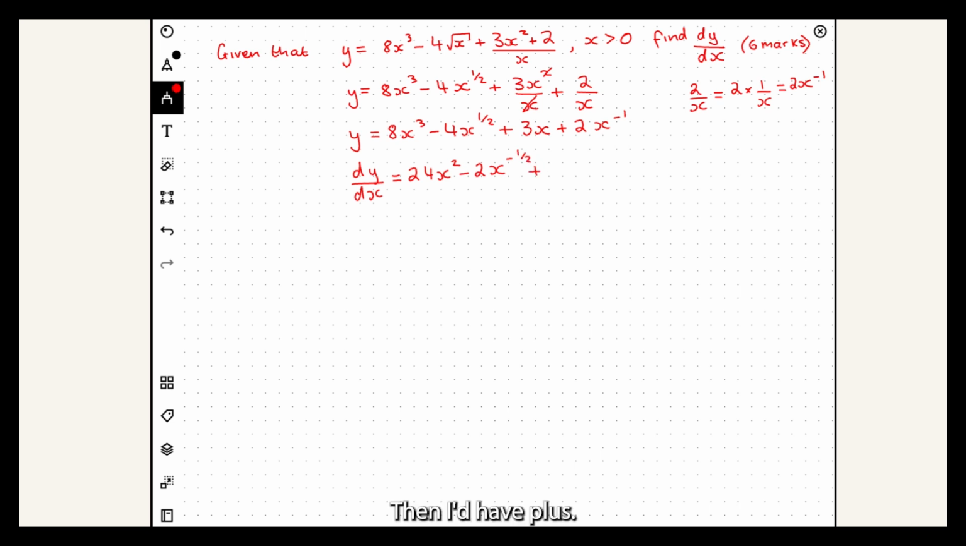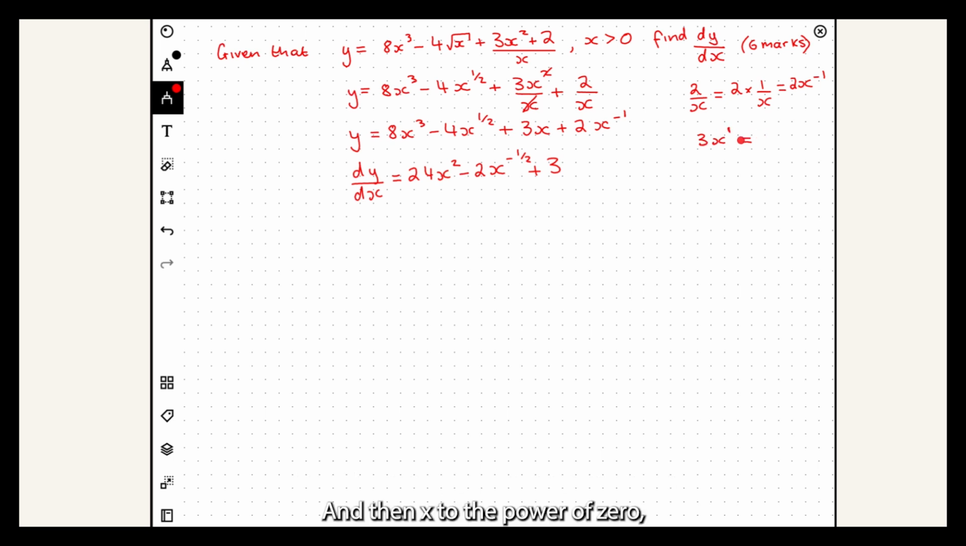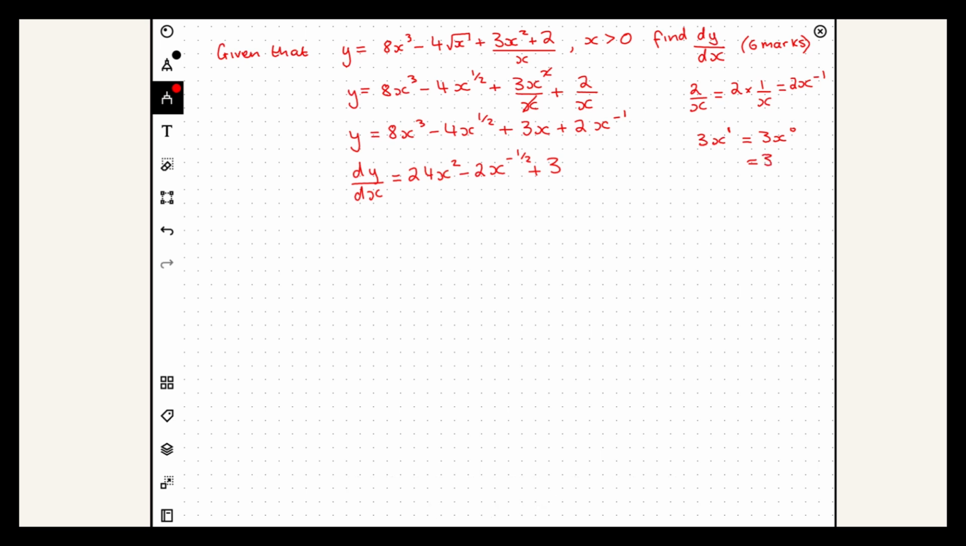Then I'd have plus, remember this would be the same as x to the 1 if you wanted to break this down, and that would be the same as saying 1 times 3, which is 3, and then x to the power of 0, because you take away 1 from here, which is 1. So that's why I can ignore this x here. Minus 1 times 2 is minus 2, x to the minus 2 here.